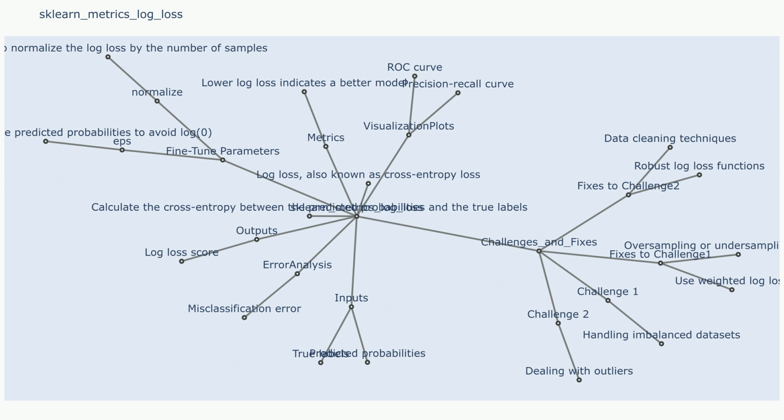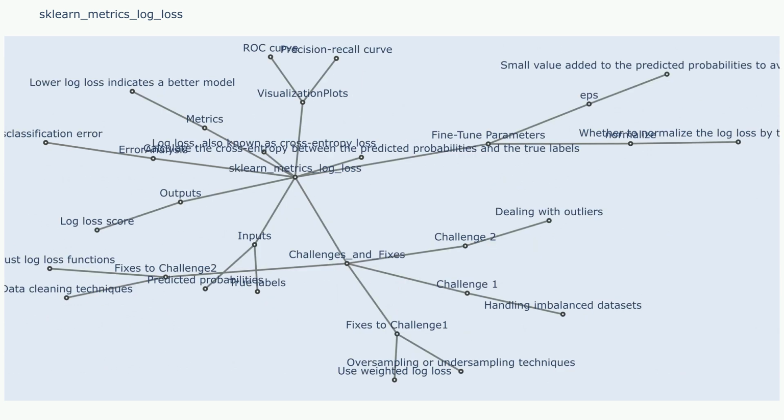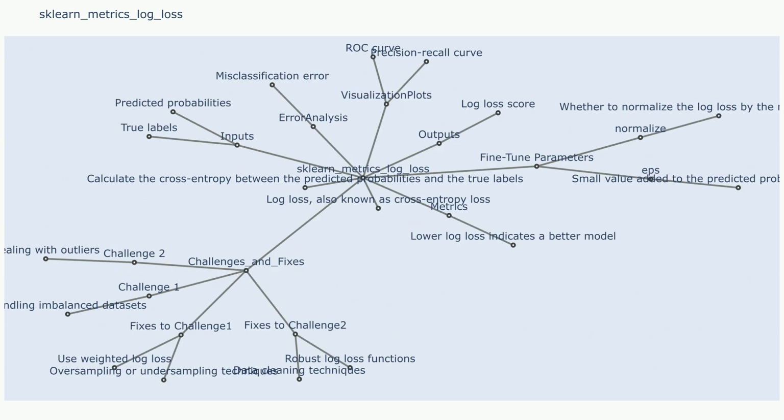Visualization plots: a plot of the log loss value over time can be used to monitor the performance of a model during training. A plot of the log loss value for different values of a hyperparameter can be used to select the best value for that hyperparameter.